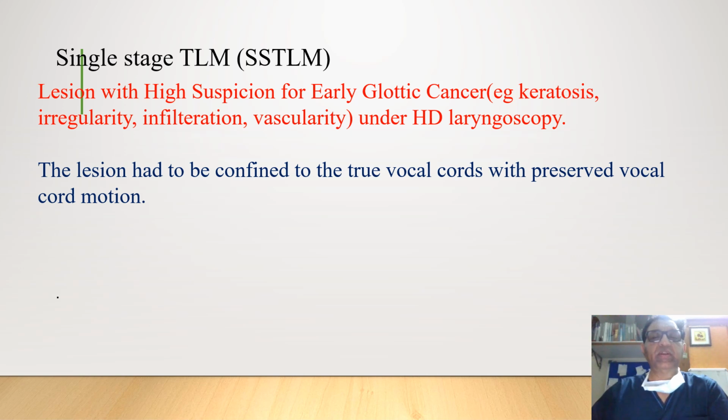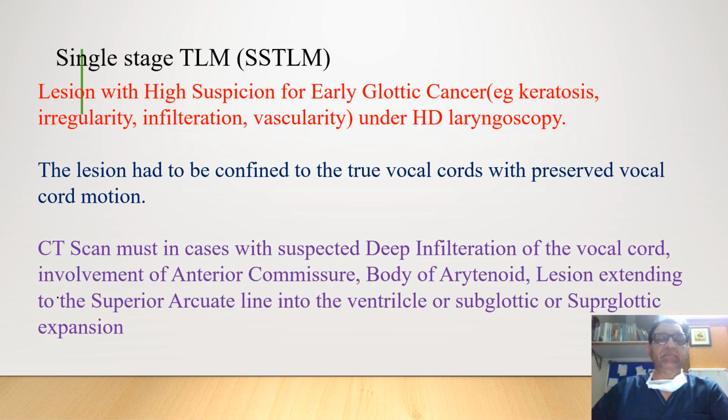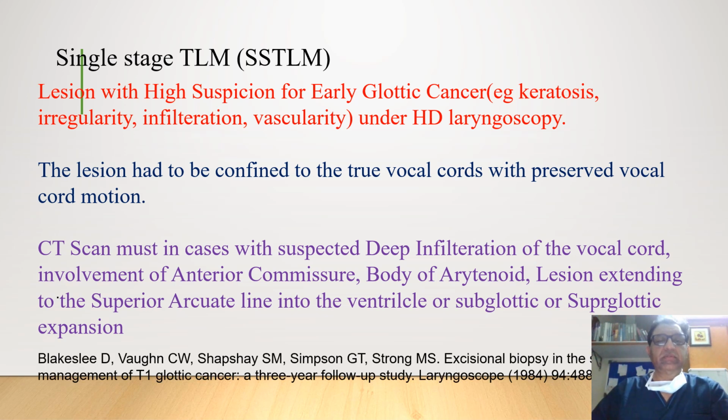The lesion has to be confined to one vocal cord with preserved vocal cord function. A CT scan is a must in cases with deep infiltration, like what I mentioned in my previous slide: body of arytenoid, going into the ventricle, arcuate line, anterior paraglottic space, posterior paraglottic space, subglottic or supraglottic extension.